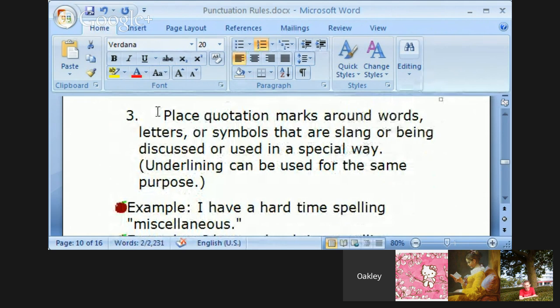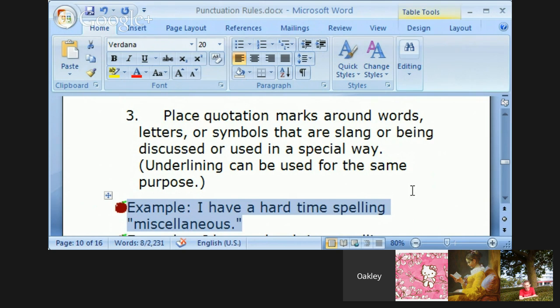Here is another use. Place quotation marks around words, letters, or symbols that are slang or being discussed or used in a special way. Now, this one's a little confusing. Okay. Have you ever seen somebody do this? Okay, I'll have to show you. All right, well, looking at the same example, wait a second. I want to unscreen share for a second. I want to show you something.